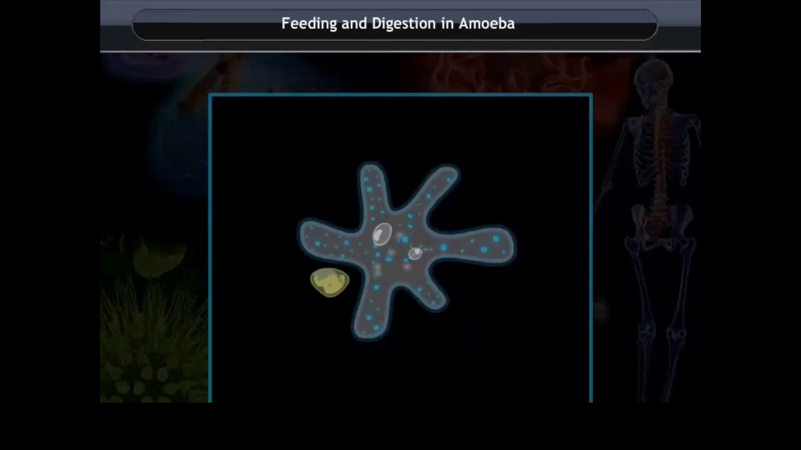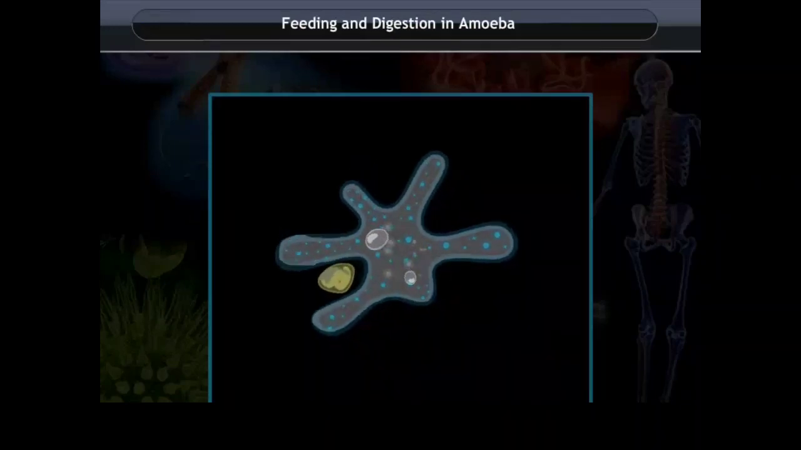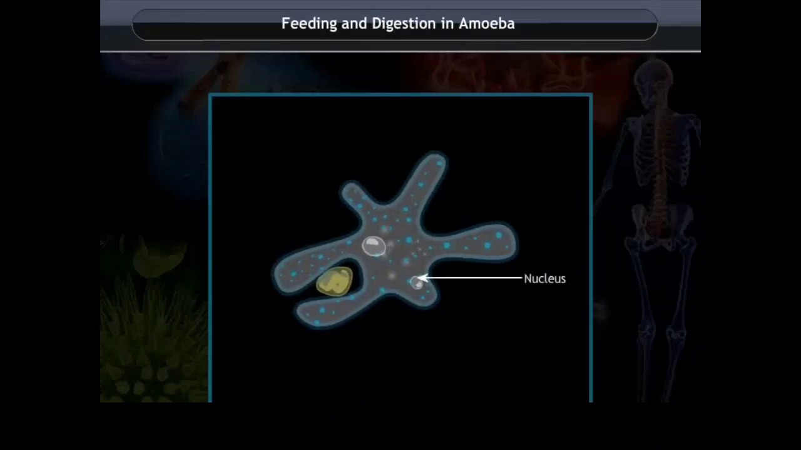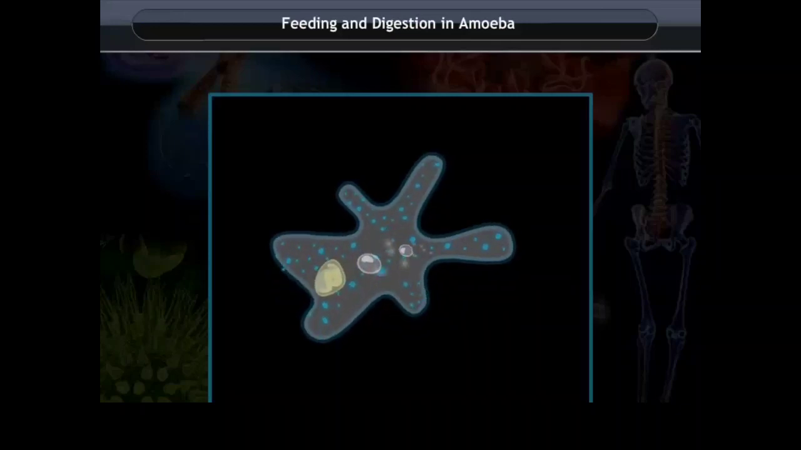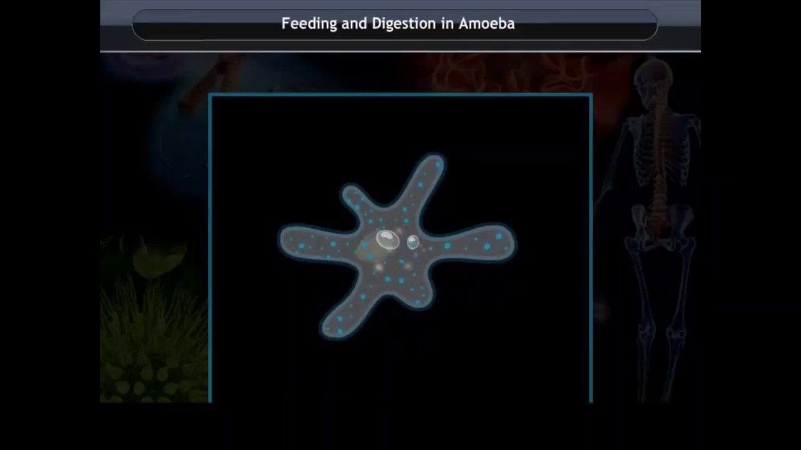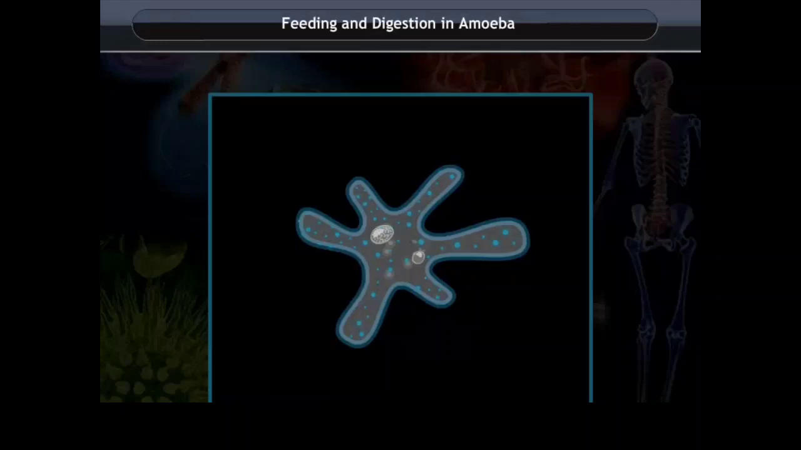The food thus eaten gets trapped in the food vacuole. The vacuole secretes digestive juices which help to break down food into smaller components. The digested food is later absorbed by the amoeba for growth, maintenance, and multiplication. The waste material or undigested food is then expelled out of the body.